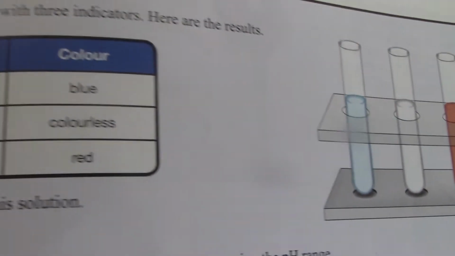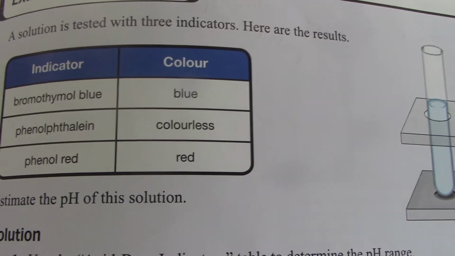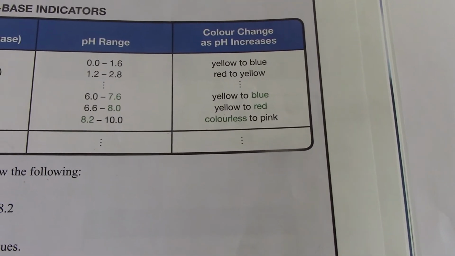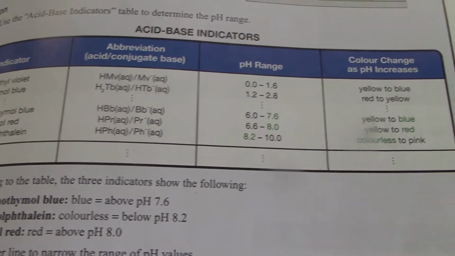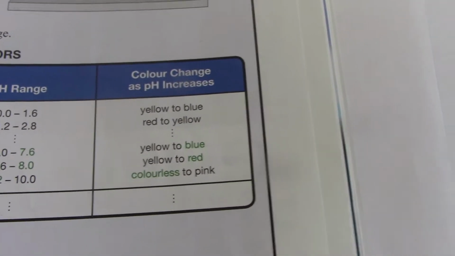Okay. So again, look at this example here. So bromothymol blue on page 185. So this solution, bromothymol blue is blue, phenolphthalein is colorless, phenol red is red. So if we look at the pH ranges, 6 to 7.6 blue, around 7.6 bromothymol blue will be blue. If I look at phenolphthalein, anything below 8.2 is colorless. Okay, and then phenol red, anything above 8 is red.